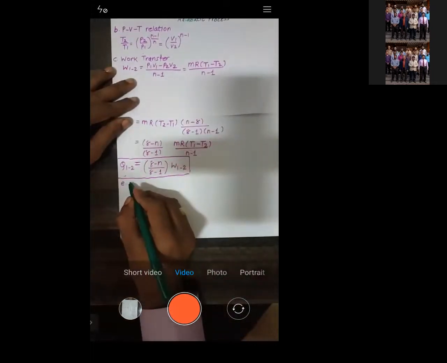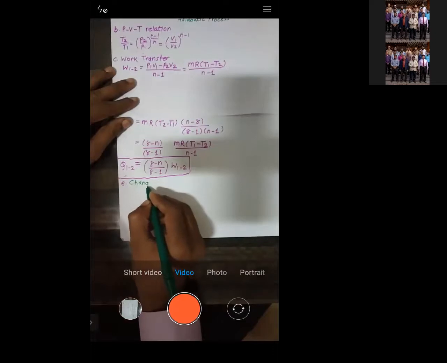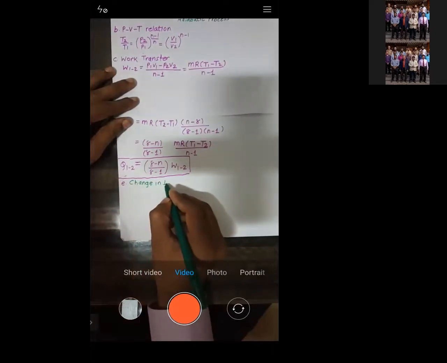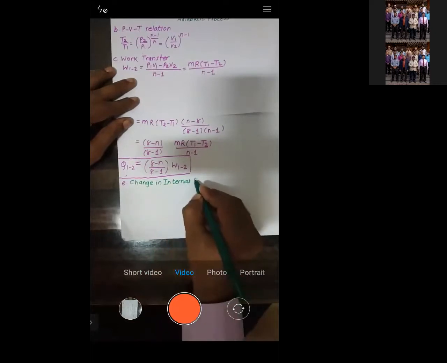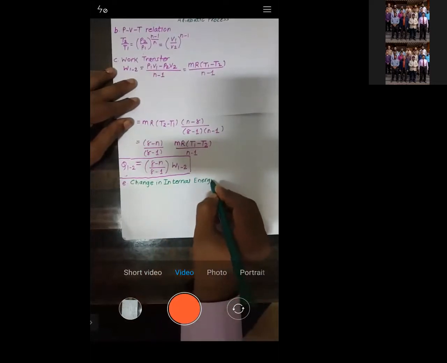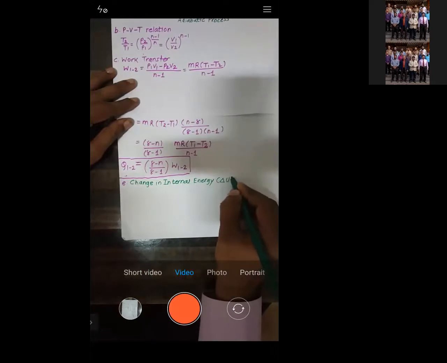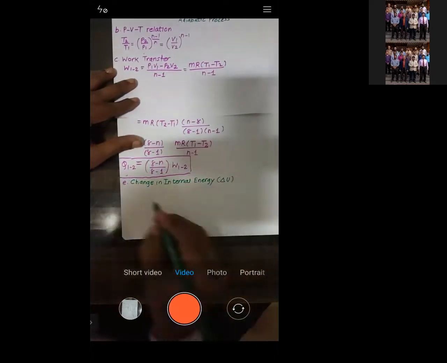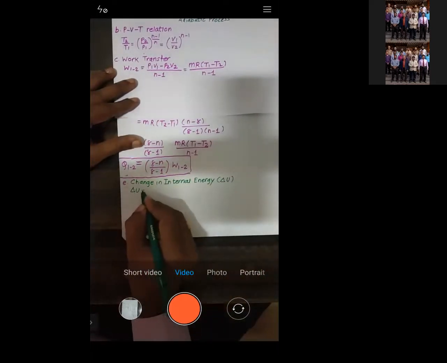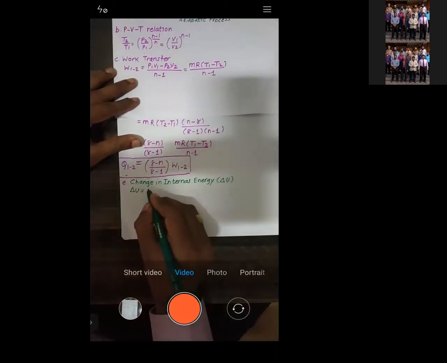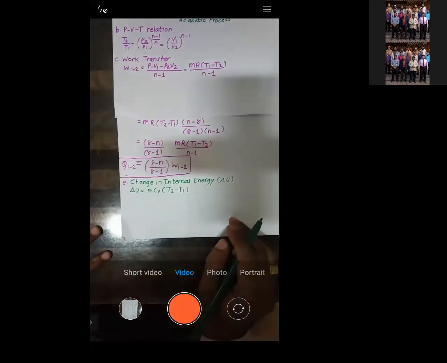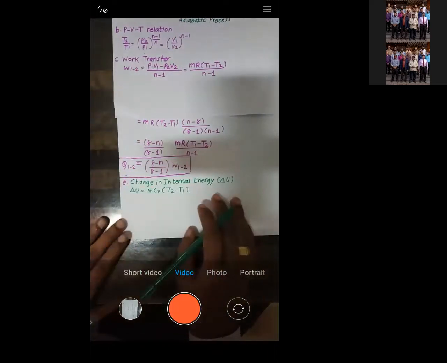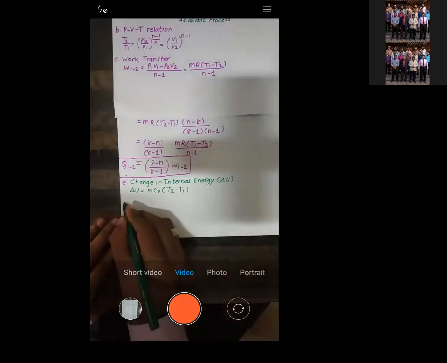So let us start with the next thing, that is change in internal energy. Let's calculate the change in internal energy. What is the change in internal energy? It is indicated by delta U. And as you know, the formula is the same irrespective of any process. It is m Cv into change in temperature. So this is the formula for internal energy. It is the same irrespective of any process.